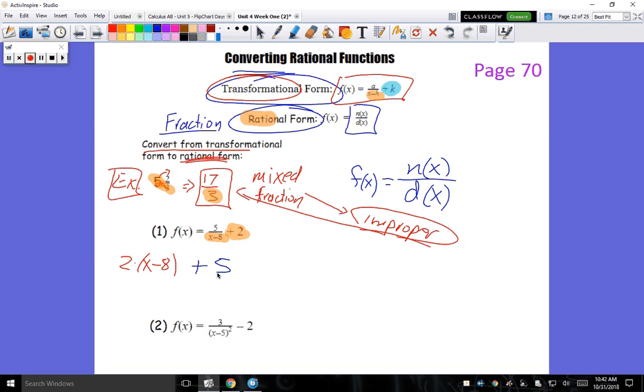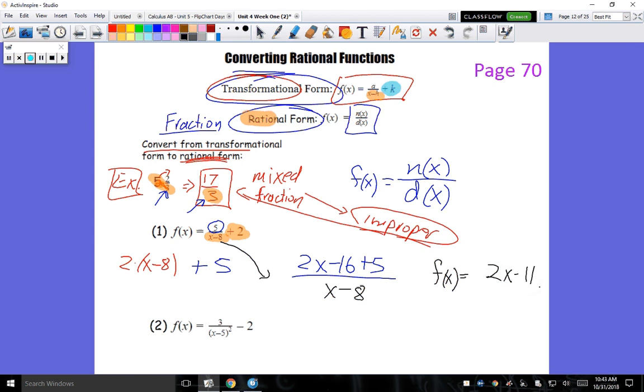Okay? So distributing this 2 times x minus 8, what would I get? 2x minus 16. And then I'm going to do plus 5, but it's all over my original denominator, just like it was over here. See, I wrote 17 over my original denominator, which was 3. So I'm going to do the same thing here, and my original denominator is x minus 8. Now I just have to simplify, and I'm done. So my final answer will be f of x is equal to negative 16 plus 5 is a negative 11.